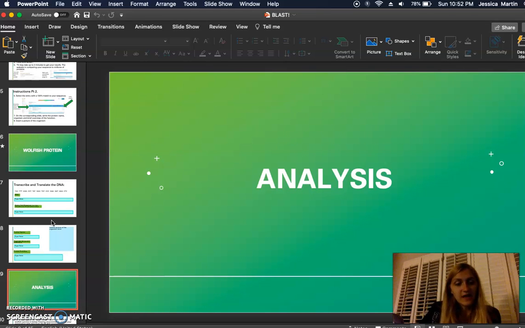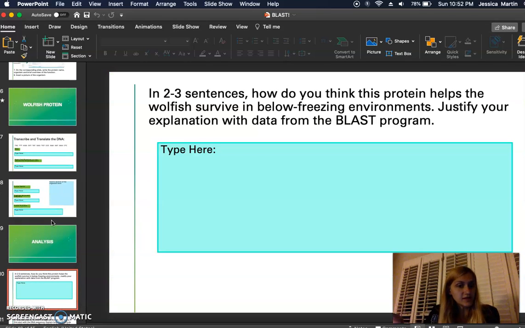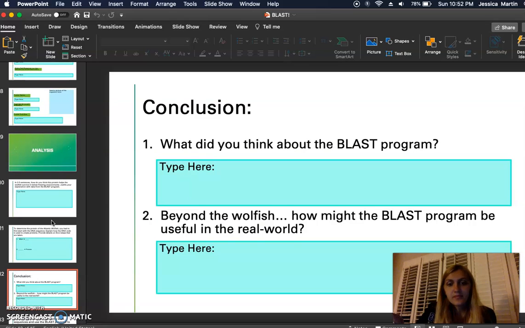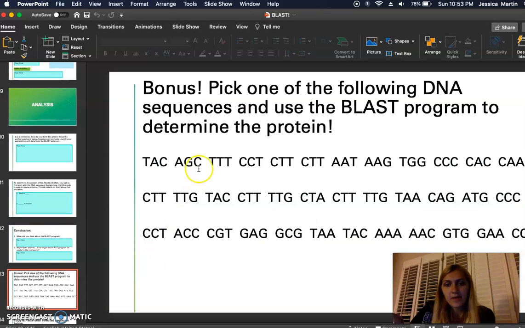The students in their analysis section will go over that. So they will make a claim answering their questions. They will justify it with the evidence that they got. They will explain how does DNA encode for proteins, bringing it all together. Some conclusion about the BLAST program and application. And then as an extension, I give them, they could pick from one more of these DNA sequences from a different organism and figure out the protein, just as another fun example.